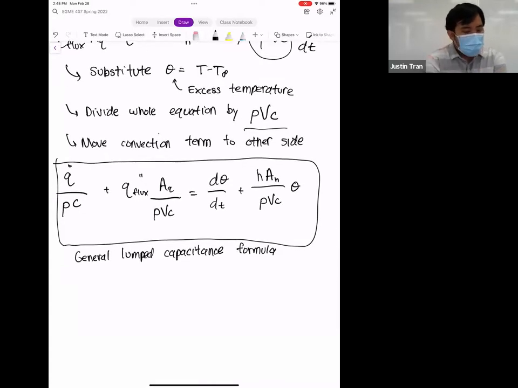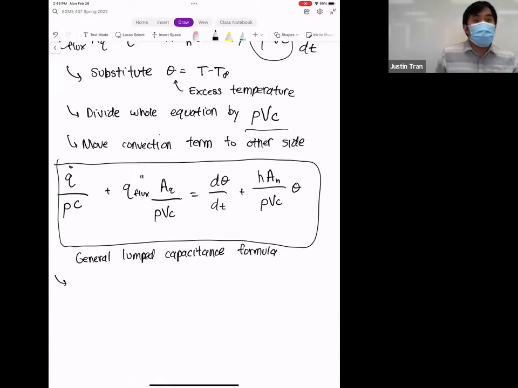And so we do all that, and we arrive at our general lump capacitance equation, or formula, I guess you can call it, which we can use to solve more general cases of unsteady heat transfer. The reason I do this is to highlight the fact that before, we only had stuff on that side of the equation, but once we add specified heat flux and also a thermal generation term, those get added to the other side of the equation.